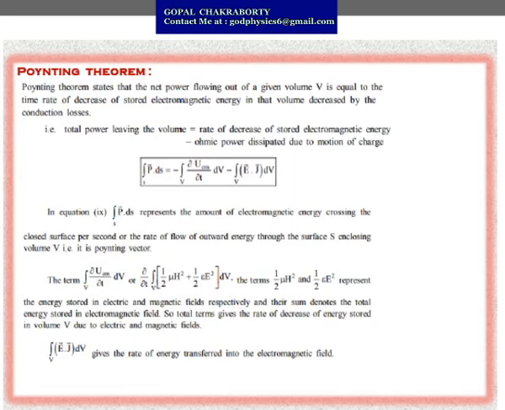So the last point is Poynting theorem. Poynting theorem states that the net power flowing out of a given volume V is equal to the time rate of decrease of stored electromagnetic energy in that volume, decreased by the conduction losses. Therefore, the total power leaving the volume equals the rate of decrease of stored electromagnetic energy minus the ohmic power dissipated due to motion of the charge. So the surface integral of P dot ds equals minus the volume integral of del u del t dv minus the volume integral of E dot J dV.